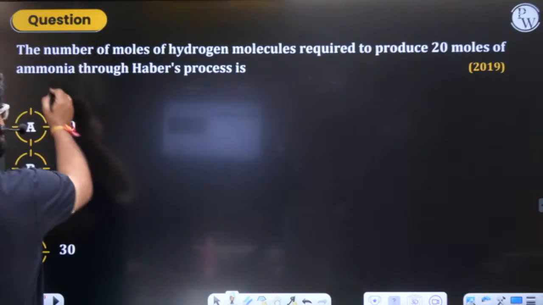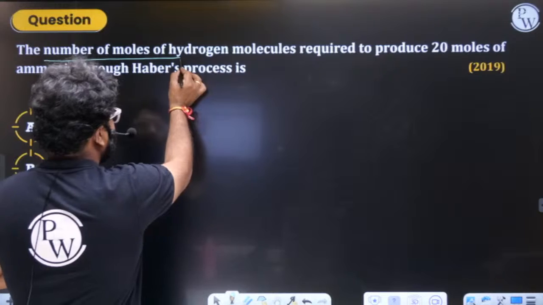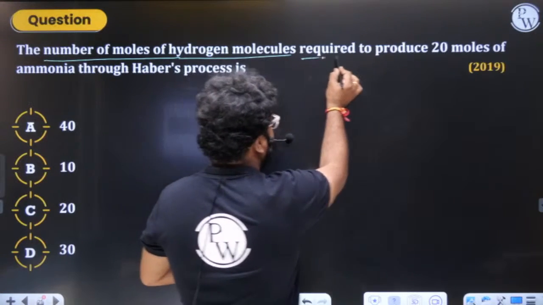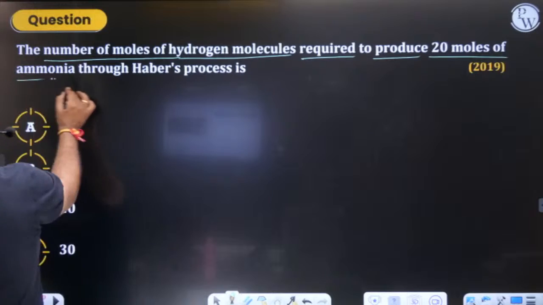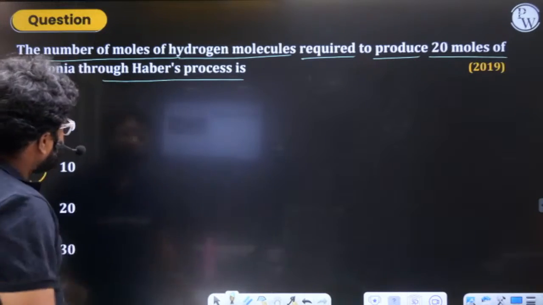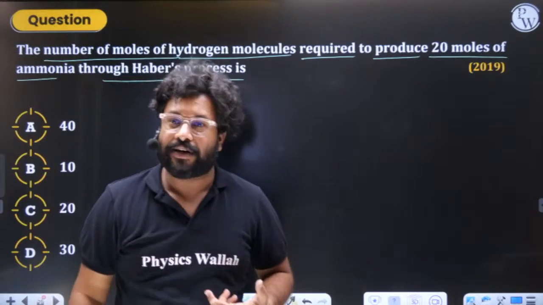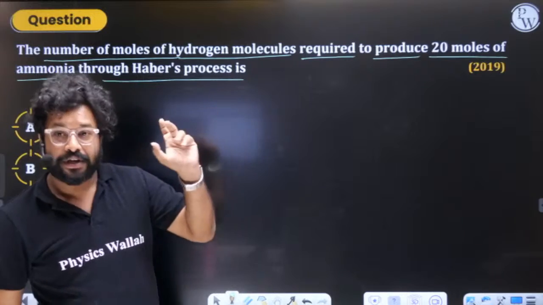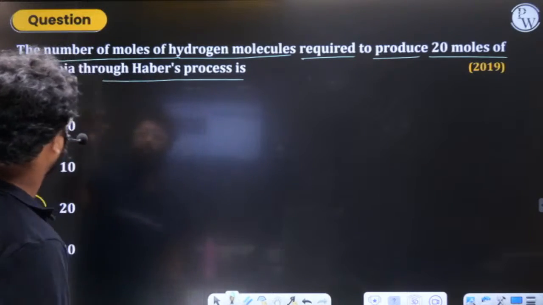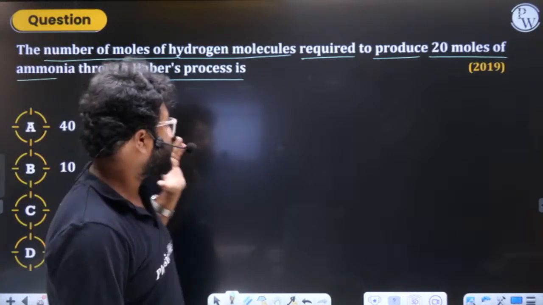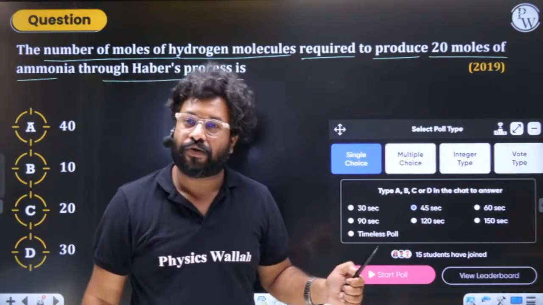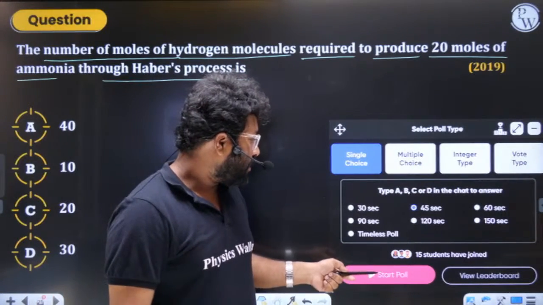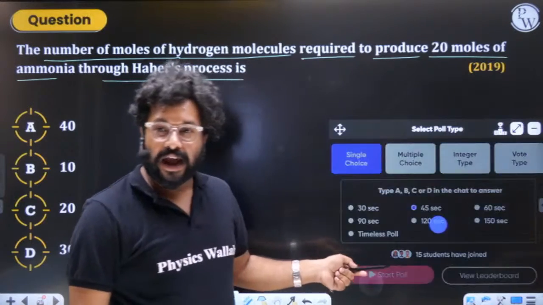Let's see. The number of moles of hydrogen molecules required to produce 20 moles of ammonia through Haber's process is. To solve this question, I'm going to give you 45 seconds. Your time starts now.